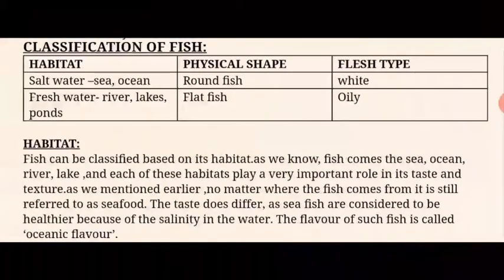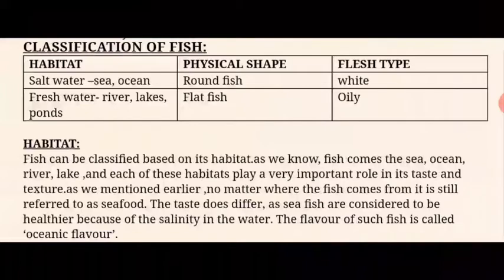Classification of fish. As per the habitat, fishes are classified into seawater and freshwater fishes. And on the basis of physical shape, fishes are classified into two types, round fish and flat fish. And on the basis of flesh type, fish are classified into white fish and oily fish.